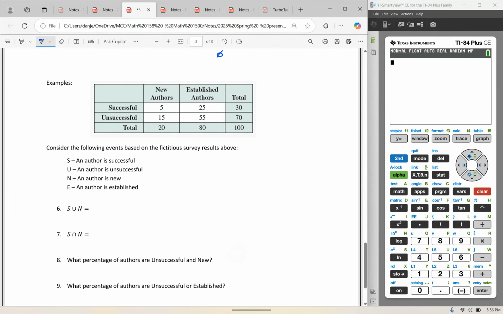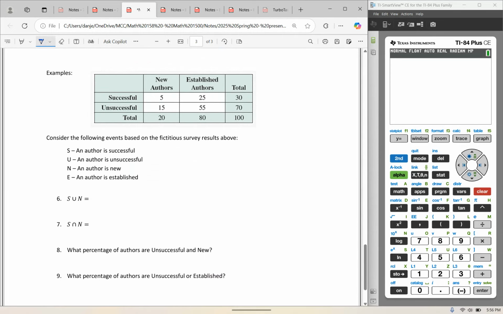I have a table here. Authors. Again, credit to the textbook where this comes from, but we have some new authors, established authors. They sent a book. It's going to be successful or unsuccessful. Okay? So consider the following events. S, the event S is that an author is successful. U is the author is unsuccessful. N, the author is new, and E, the author is established. Okay? Now S union, that's not sun, that would be S union N. That'd be successful authors and new authors.